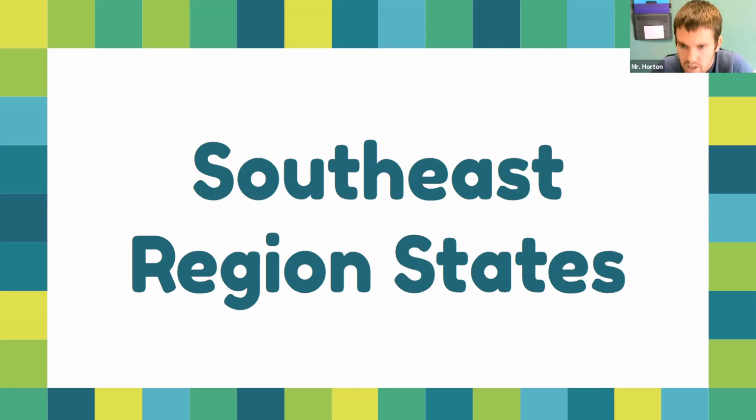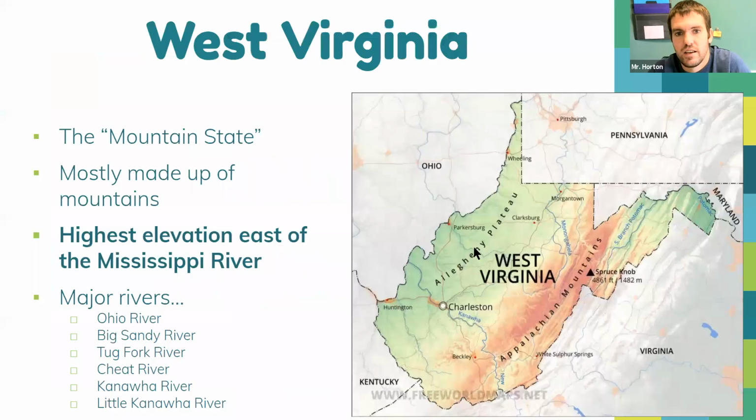All righty. So our first state that we're going to cover is West Virginia. The thing you need to write down for West Virginia is the thing that's in bold here. It's the highest elevation east of the Mississippi River. So I'd write down the state name and then write down the one note about the state. So put West Virginia, then equals the highest elevation east of the Mississippi River.